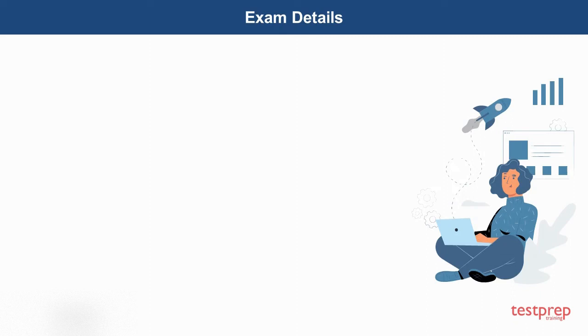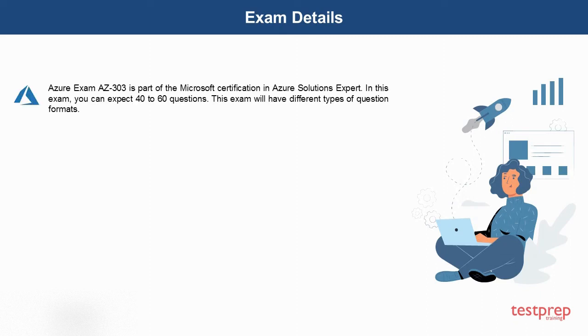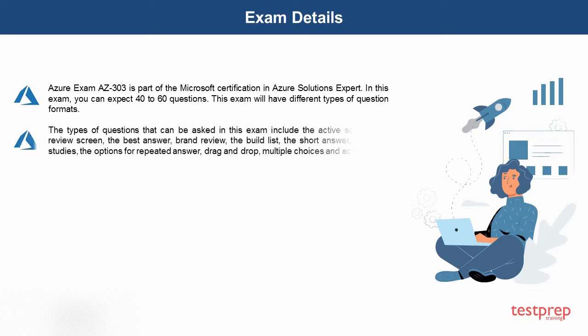Exam details. Azure Exam AZ-303 is part of the Microsoft Certification in Azure Solutions Expert. In this exam, you can expect 40 to 60 questions. This exam will have different types of question formats. The types of questions that can be asked in this exam include the active screen, the review screen, the best answer, the build list, the short answer, the case studies, the options for the repeated answer, drag and drop, multiple choices and active area.